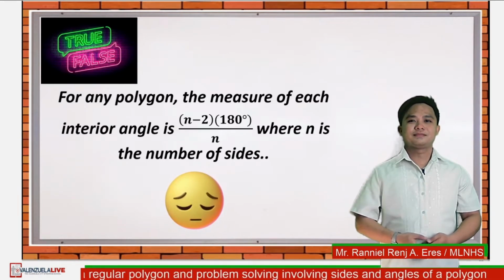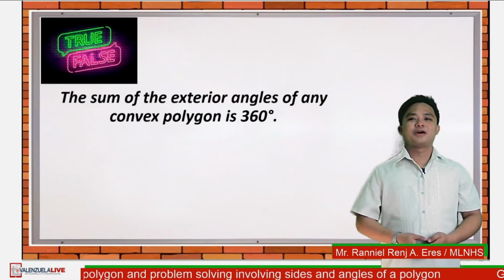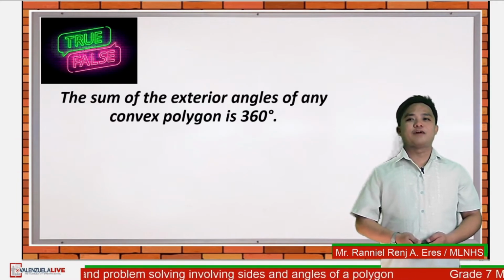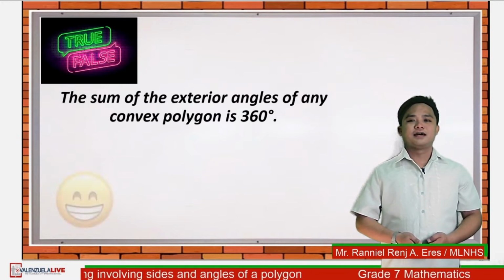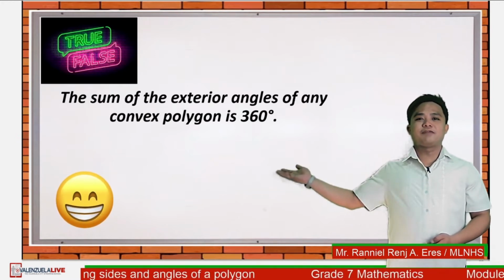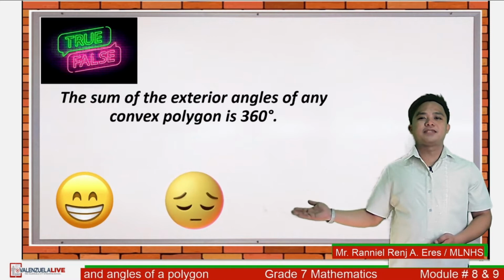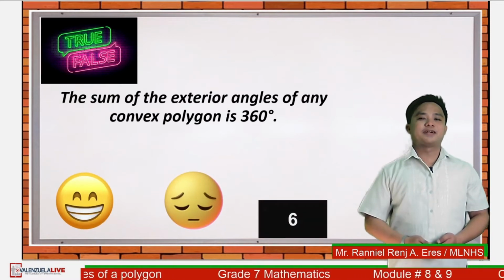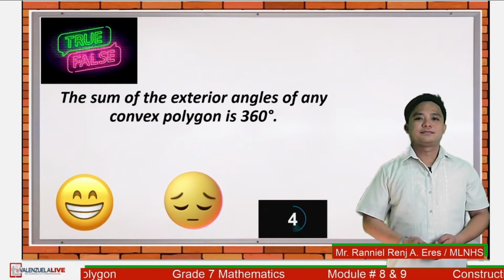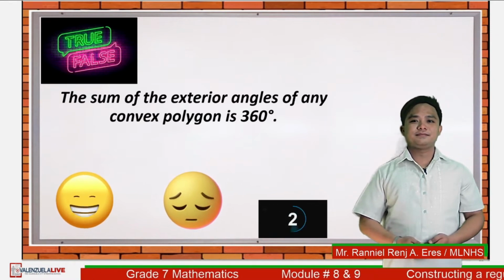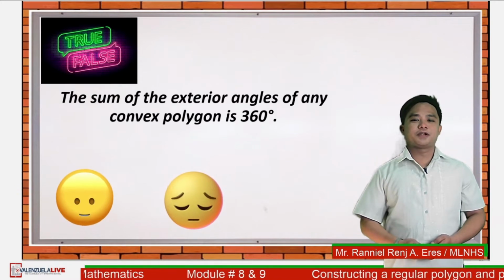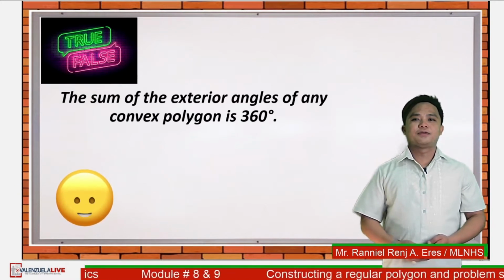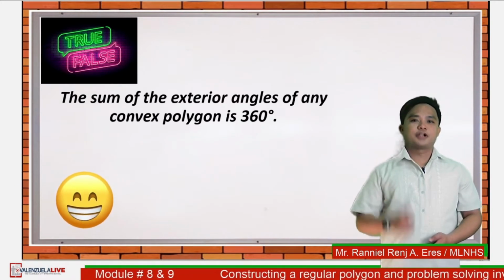false. Okay, next statement. The sum of the exterior angle of any convex polygon is 360 degrees. Again, comment a happy face if your answer is true and sad face if false. Your 5 seconds starts now. Okay, time's up. So the correct answer is true. So if your answer is true, you're correct.